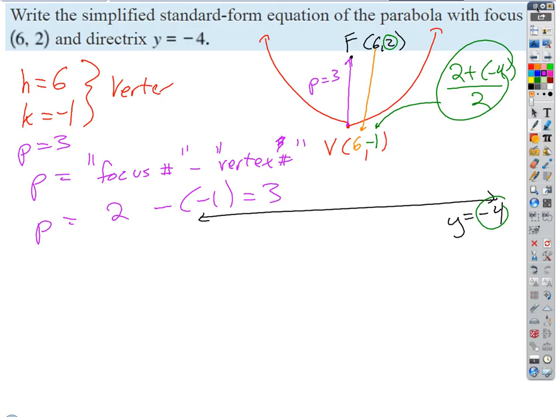So what do we get if we plug these numbers in? So we're going to get x minus what? H. What's h? 6. X minus 6 squared equals 4 times p. What's that? So 4 times 3 is 12 times y minus negative 1, which is really what? There it is. That's our answer.